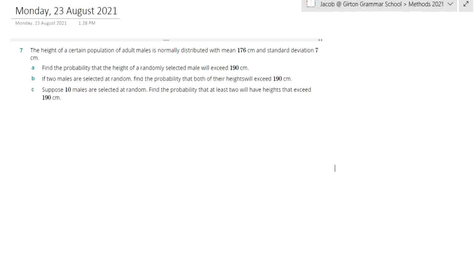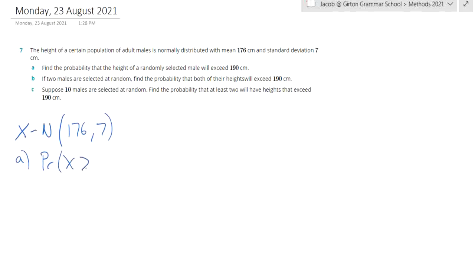Okay, so this is Chapter 16D, solving problems using the normal distribution. Question 7. The height of a certain population of adult males is normally distributed with a mean 176 and standard deviation 7. So first of all, I'm going to define a variable that is normally distributed with a mean of 176 and standard deviation of 7, and I'm going to find the probability that the height of a randomly selected male will exceed 190. So it's probability that x is greater than 190.